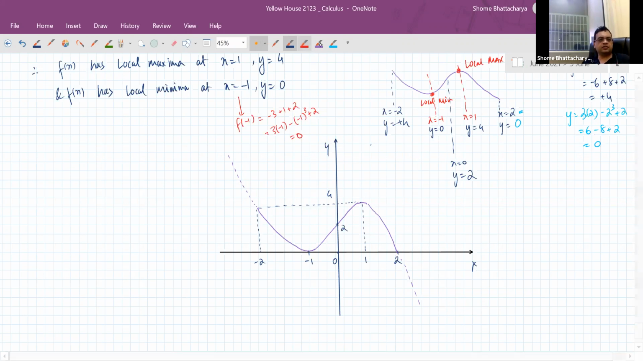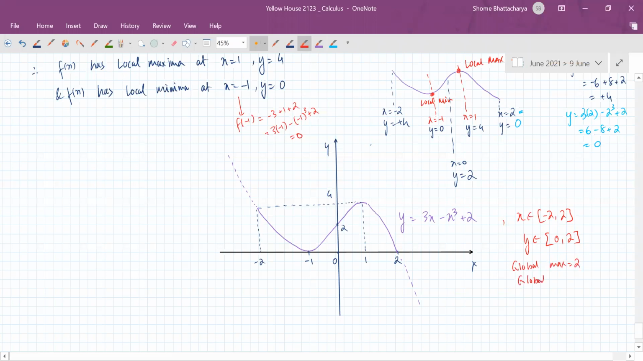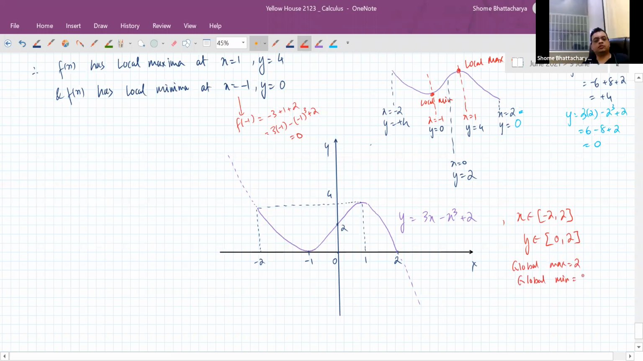So this function, which was y is equal to 3x minus x cube plus 2, but for the restricted domain that I've taken, x belonging only to -2 to +2, I can see that the range is also becoming restricted to between 0 and 2. So it has global maxima equal to 2 and global minima equal to 0.